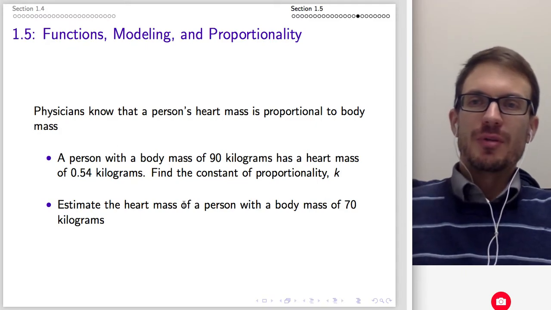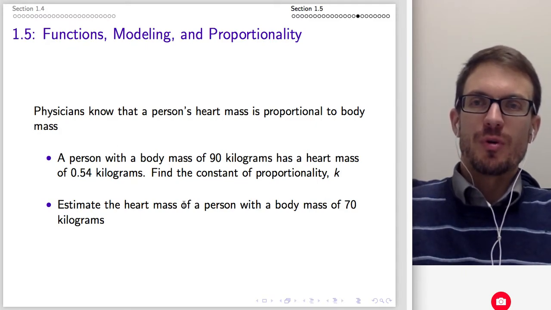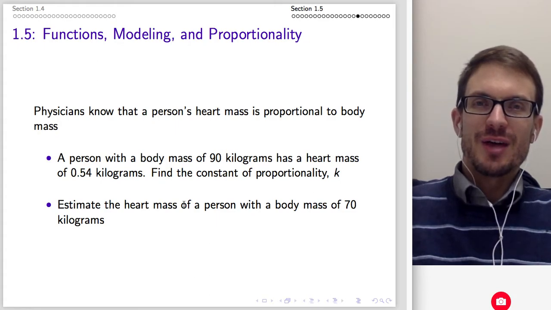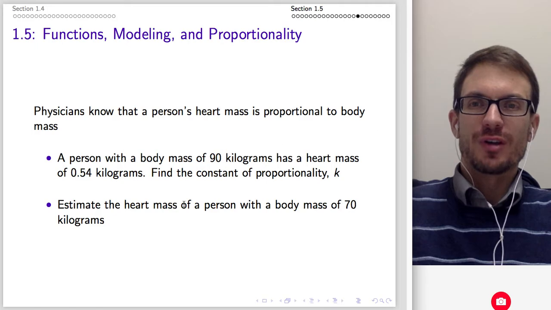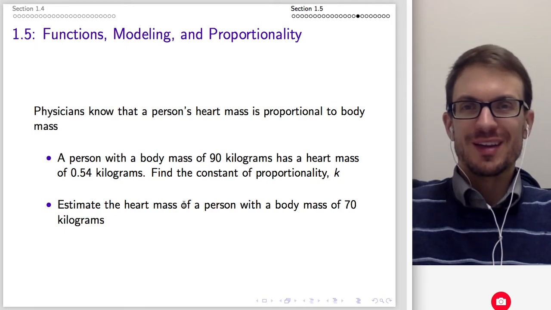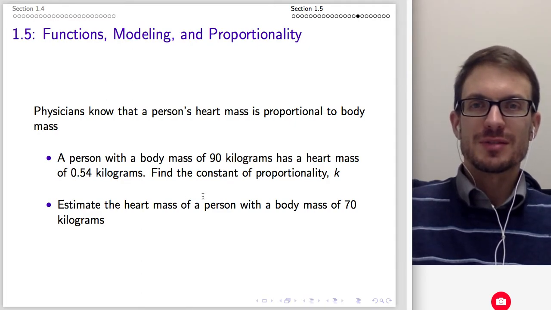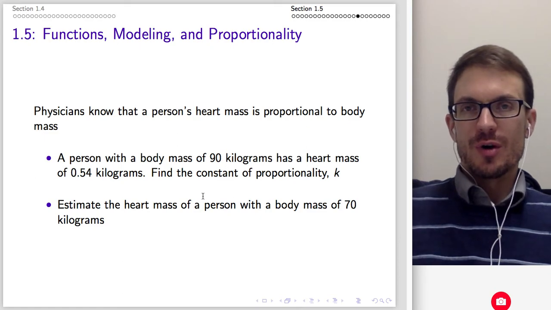So another example, physicians know a person's heart mass is proportional to body mass. Suppose we have a person with a body mass of 90 kilograms and a heart mass of 0.54 kilograms. Find the constant of proportionality. And then using that constant of proportionality, let's estimate the heart mass of a person with a body mass of 70 kilograms. So stop the video, go ahead and give that a try.